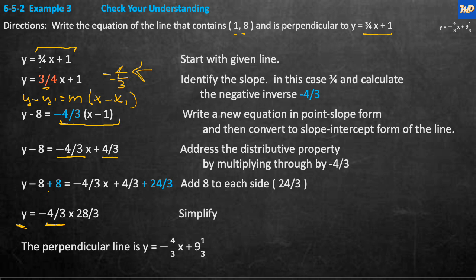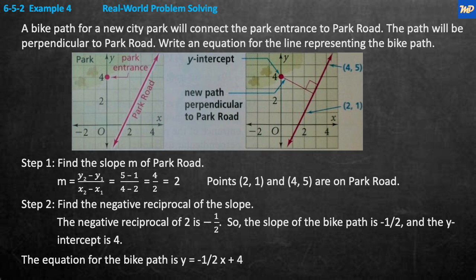And if you simplify that to get rid of this improper fraction, we'll have the perpendicular line to the starting line up here at the top. The perpendicular line is y is equal to negative 4/3 x plus 9 1/3. 3 times 9 is 27, plus 1 is 28, and that's what we want, 28/3. Okay, good job. Okay, example 4.